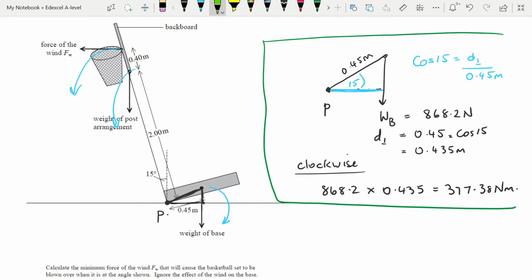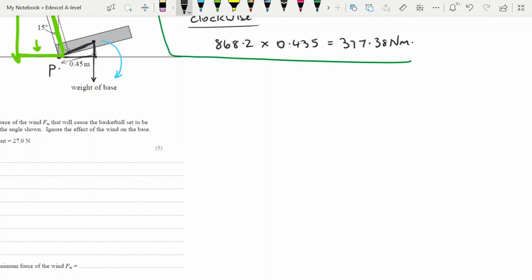Breaking it down again, we've got the weight of the post, which comes down along here, and we have the distance of that post from the pivot, which is 2 meters. We know the weight of the post arrangement because they've given that to us in the question, that is 27 newtons. We know that at a tilt of 15 degrees, we want the perpendicular distance of this weight from the pivot. So let's go ahead and again draw a simplified diagram that we can use for this.